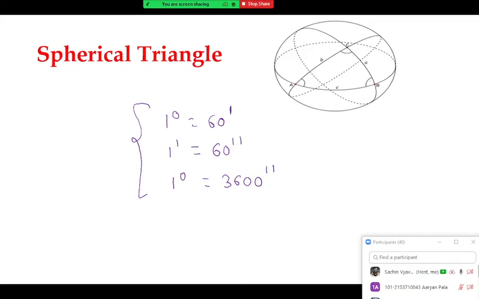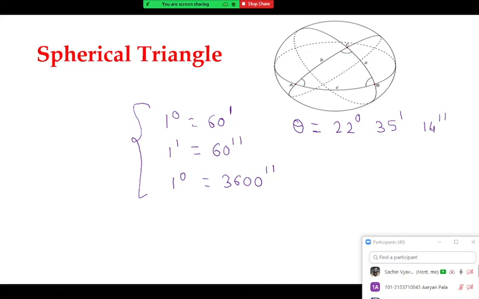So majority of the times we are given the angles like this. Suppose we are given some theta, say 22 degrees, 35 minutes and 14 seconds. Our aim is to write this in only degrees. So you have to go step by step. First you have to convert the seconds to minutes, and then you have to convert minutes to degrees, and you will get the required answer.